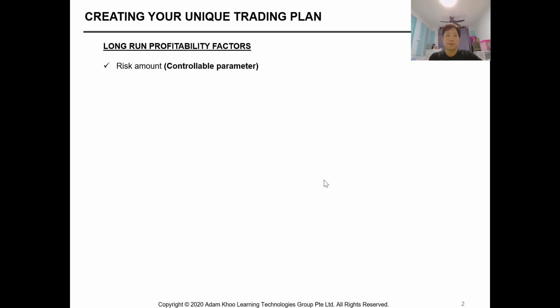It should be the size that you're comfortable losing 20 or 30 times in a row. If you're someone who doesn't mind risking, let's say, $100 per trade, and you're prepared for a 20 or 30 times drawdown, which is a $2,000 or $3,000 drawdown in a row, you are definitely okay with this size.